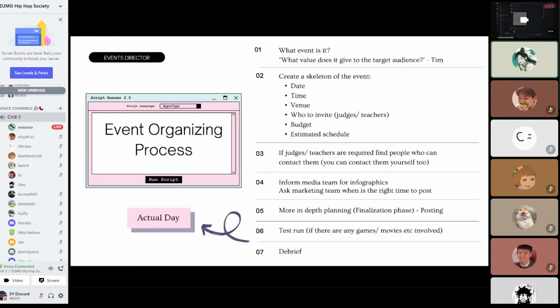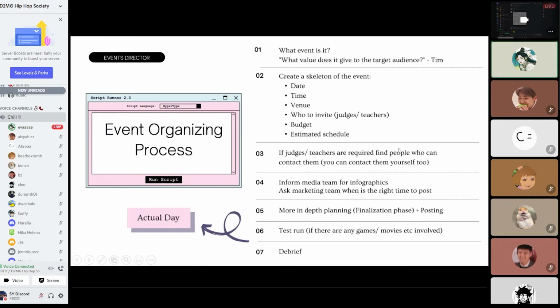So there's that. And then you have to think of the budget, but most of the time this is for Helena. So you just ask Helena, the treasurer, how much we can use to pay the judges, and how much we expect the pricing for the tickets to be. And then you also have to write the estimated schedule, so basically a skeleton beforehand.